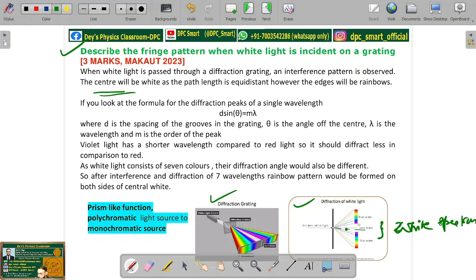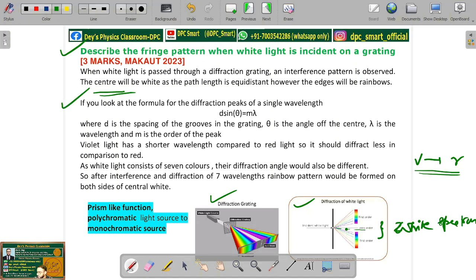But along both sides of this white light spectrum, there will be a spectrum of rainbow. That means on both sides of the central white spectrum, there will be violet to red. That means a VIBGYOR spectrum would be formed for different wavelengths. As white light consists of 7 spectral lines, for each spectral wavelength there will be patterns or spectrum formed on the screen.